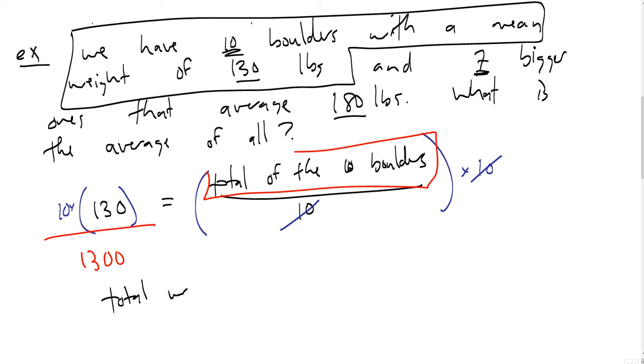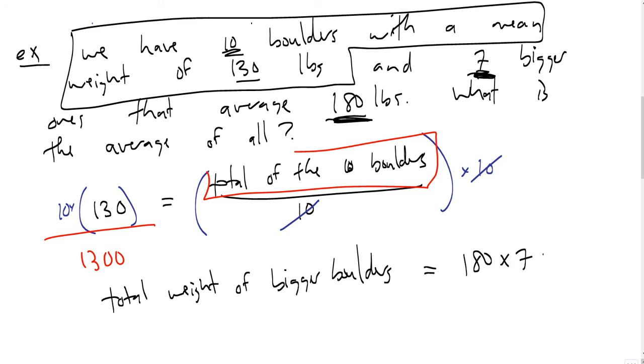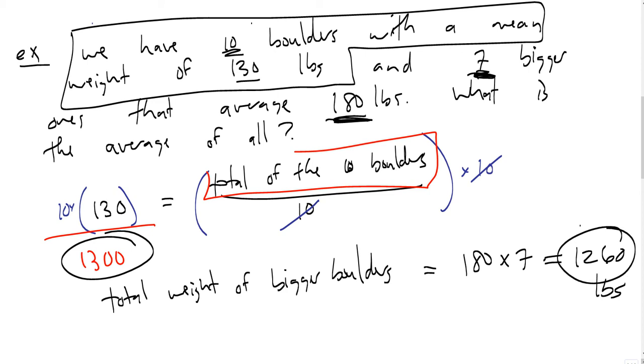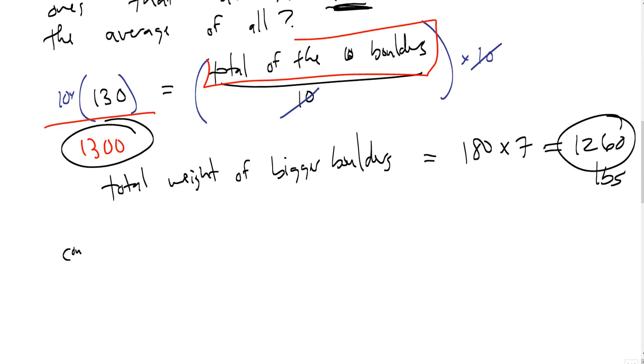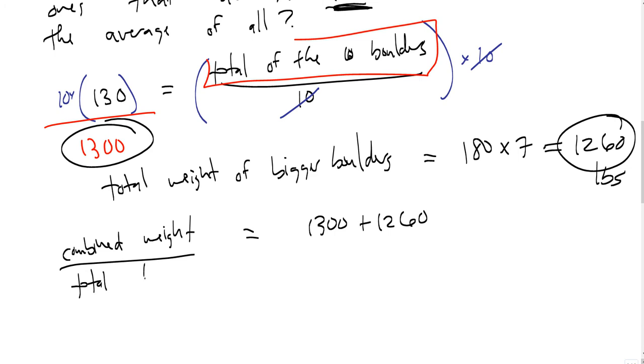And similarly, the total weight of the bigger boulders, well, there were 7 of them, averaging 180. It's going to be 180 times 7, which I don't know off the top of my head, but I have a little calculator here, and it says 1260. That means that the 10 smaller boulders have a total weight of 1,300, and the 7 bigger boulders have a total weight of 1260. So the combined weight is 1,300 plus 1,260 divided by the total number, which is what, 10 boulders plus 7 boulders.